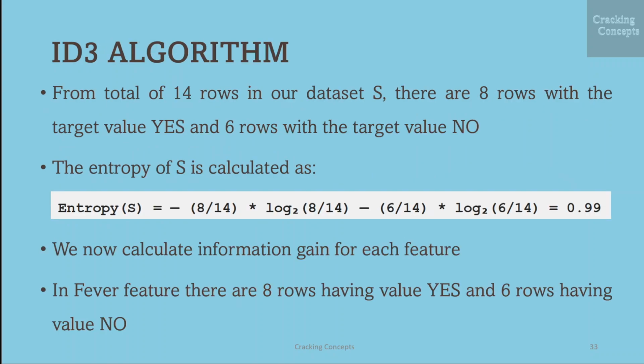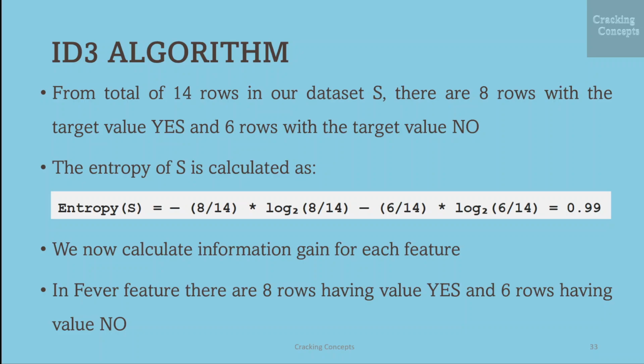We'll apply this technique on the example we saw before. From the total of 14 rows in our dataset, there are 8 rows with the target value yes and 6 rows with the target value no. So the entropy of S will be calculated by substituting these values into the equation, and we'll get the value as 0.99. Now we need to calculate the information gain for each feature.